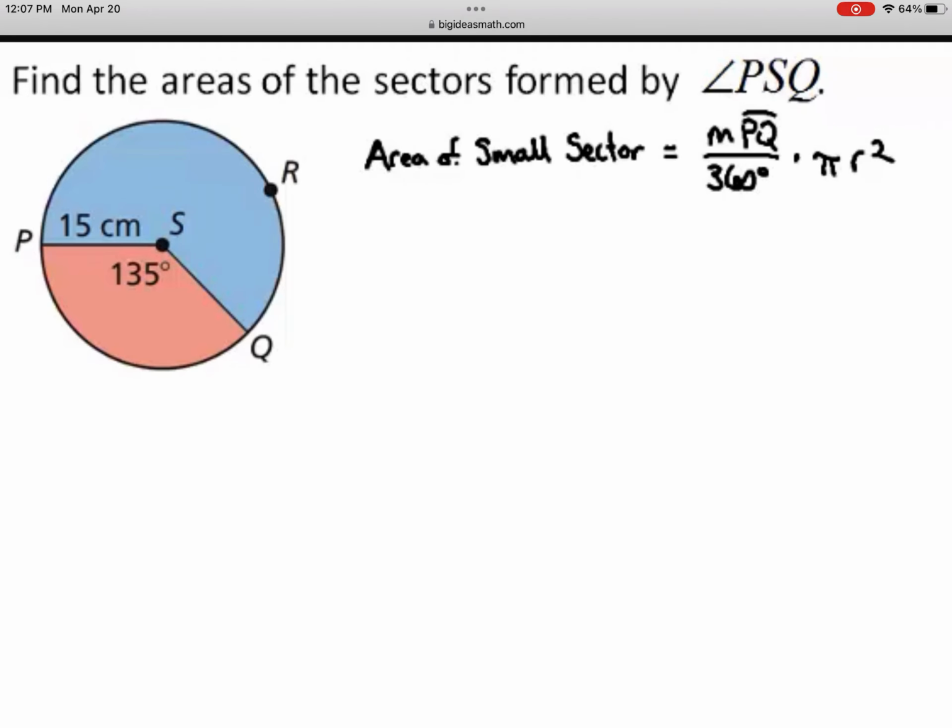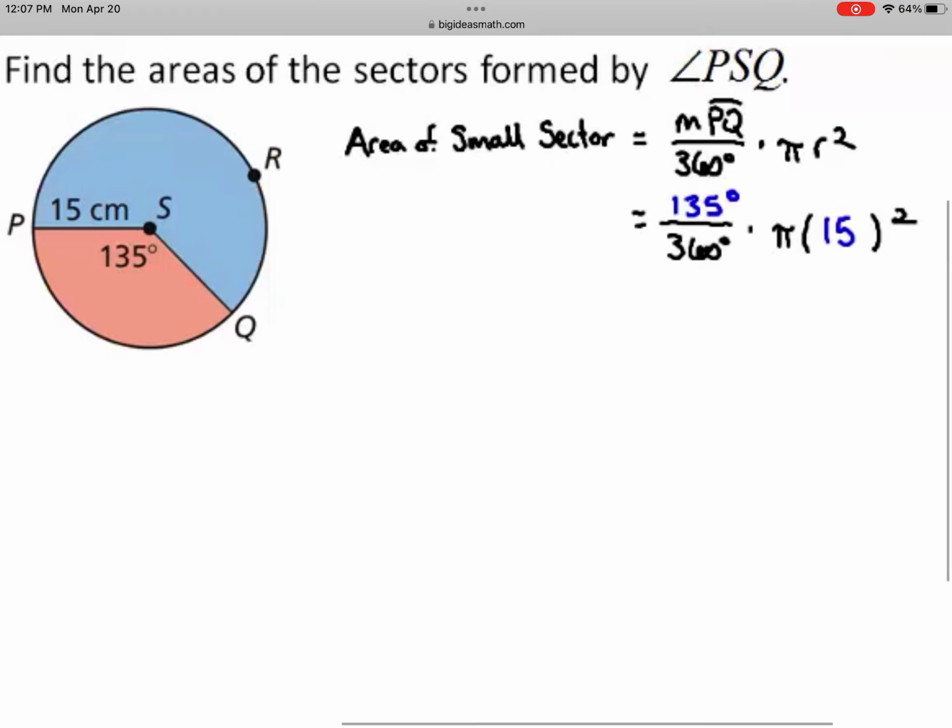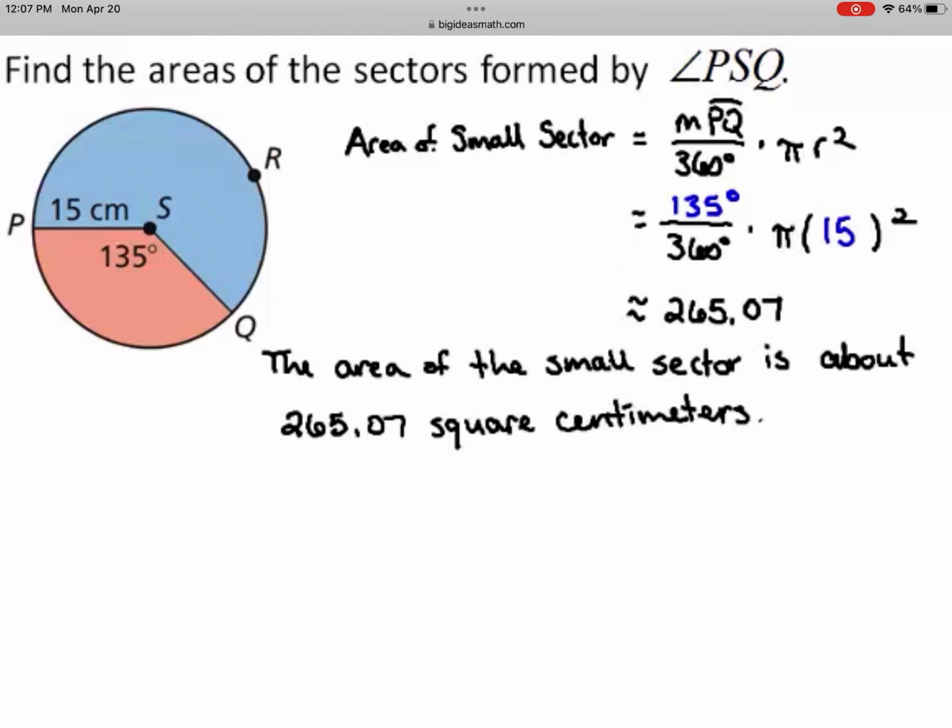squared. Looking at the diagram, you are given that the measure of arc PQ equals 135 degrees and that the radius is 15 centimeters. So substituting in the given information gives 135 degrees divided by 360 degrees times pi times 15 squared. Simplifying gives about 265 7/100. So the area of the small sector is about 265 7/100 square centimeters.